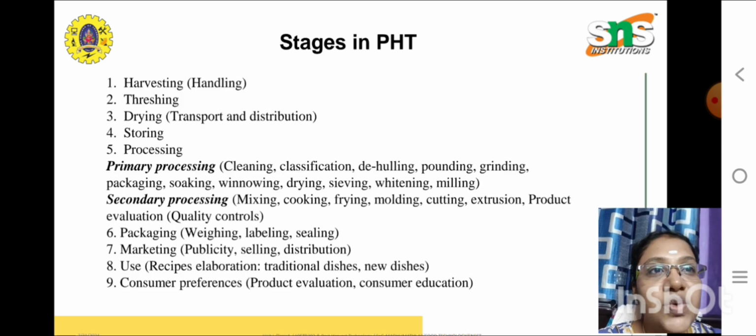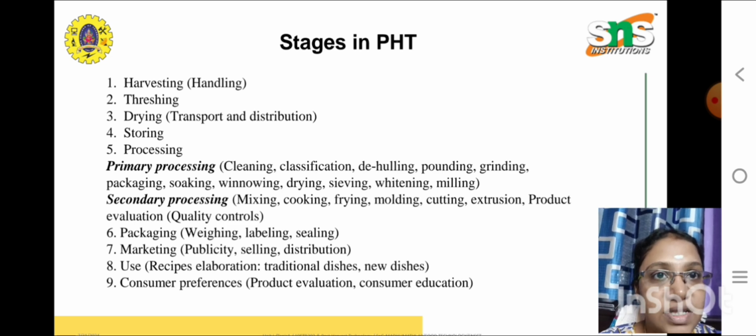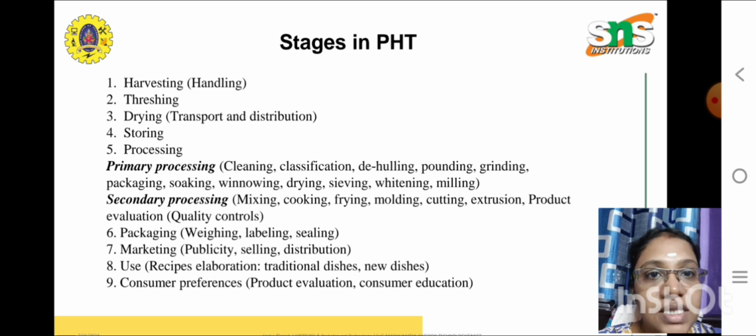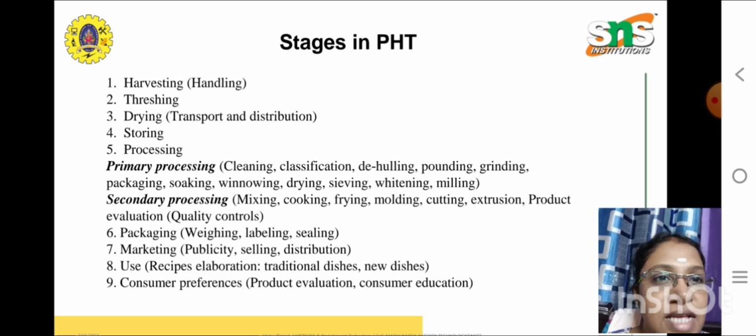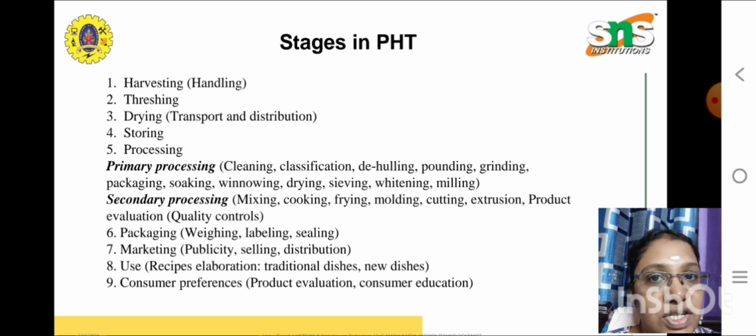So when we go into the stages that come under post harvest, that is harvest, after harvesting, what happens? We go for threshing the crop, drying, storing and processing. Coming to the processing, it is categorized into primary and secondary processing. Primary processing is the initial processing like cleaning, pounding, grinding, packaging, soaking, winnowing, drying, etc. Secondary is the second stage of processing, that is either mixing, cooking, frying, molding, cutting, extrusion, product evaluation, etc.